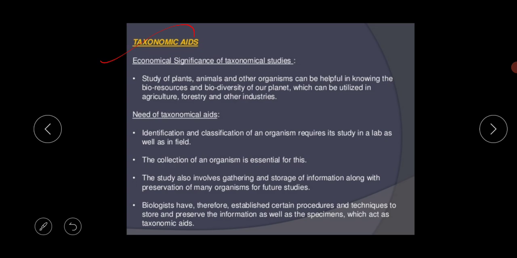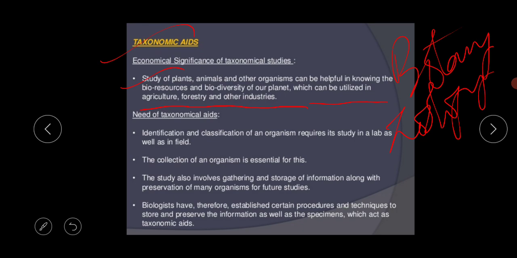So what is the economic significance of these taxonomical studies? There is some economic significance, otherwise why would we study all these things? The study of plants, animals and other organisms can be helpful in knowing the bioresources and biodiversity of our planet, which can be utilized in agriculture, forestry and other industries also. The study of plants means botany, and the study of animals means zoology.